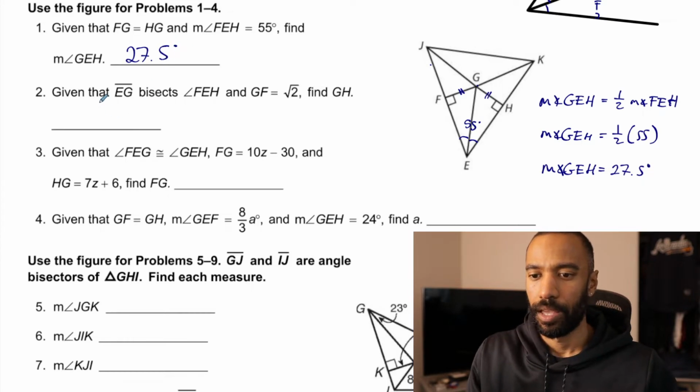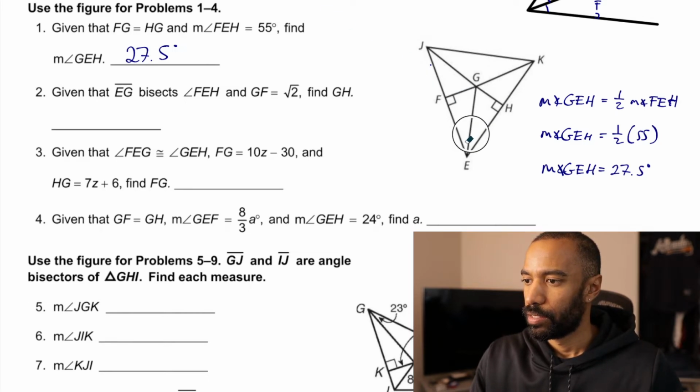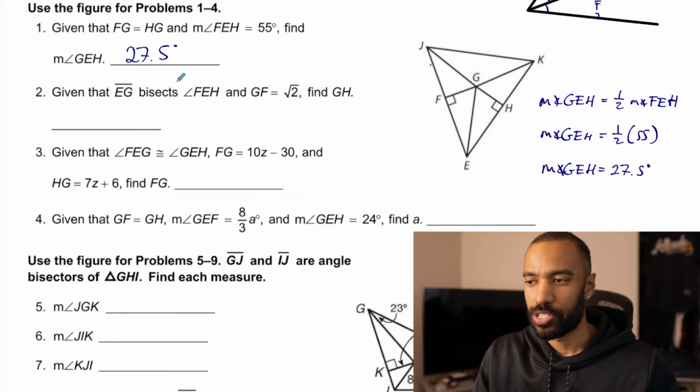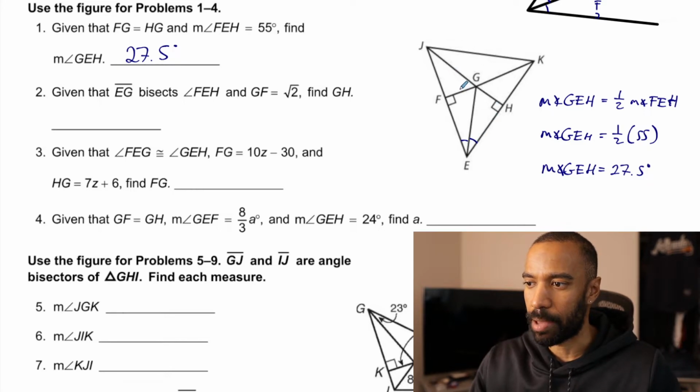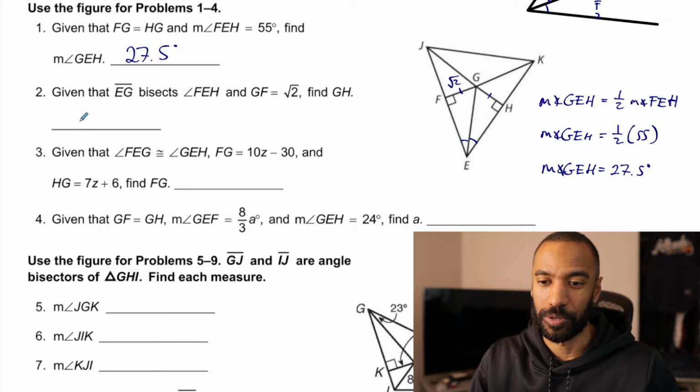Okay. All right, given that, let's do number 2. Erase that. Given that segment EG bisects angle FEH, what we just saw. So again, it's a bisect right here. And G, so that'll make this congruent to this here. GF is the square root of 2. Let's find GH. Well, it's going to be the square root of 2.